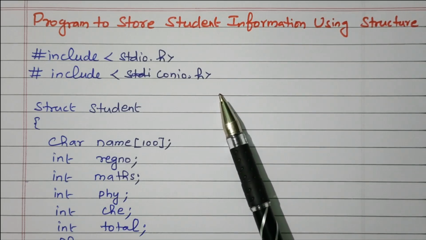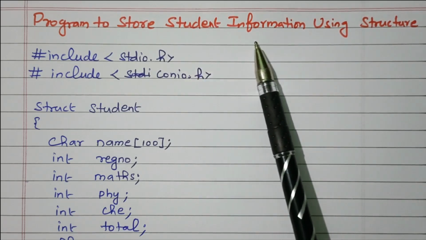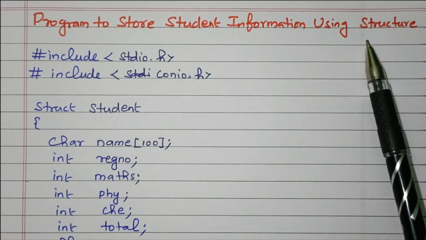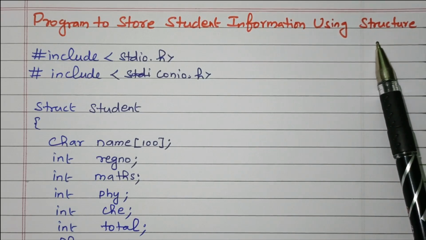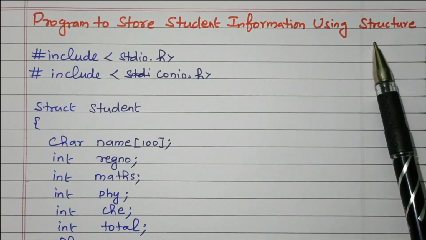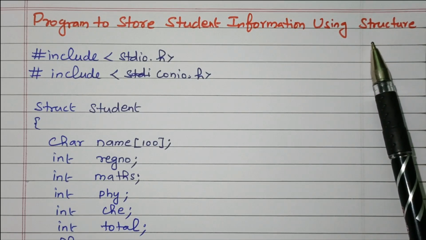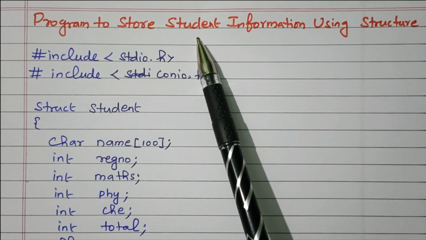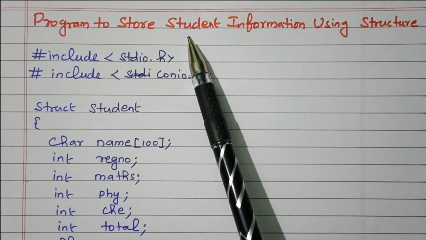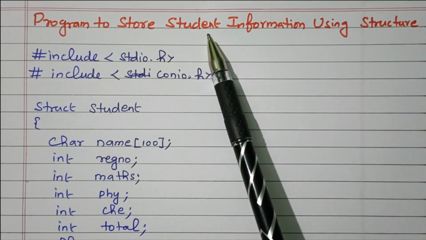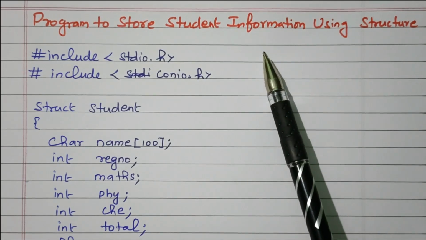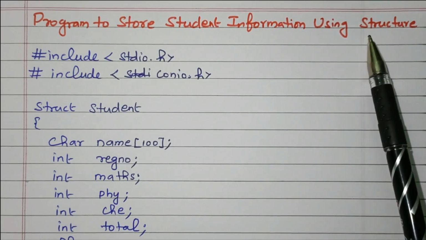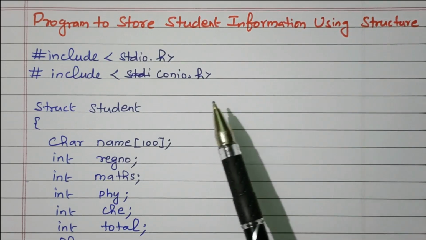Now we'll go to the topic, program to store student information using the structure, C programming language. We know that structure is a collection of different type of data that are logically related. For example, student details. The data types may be different, but all are related to the student information. The same type of data means array. Array is the collection of same type of data. The structure is the collection of different type of data.